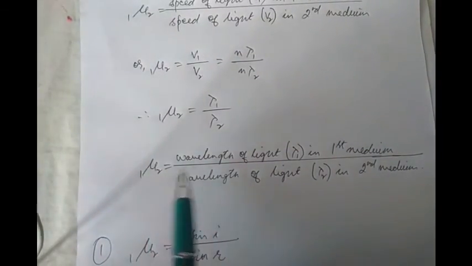Refractive index of the second medium with respect to the first medium is the ratio of the wavelength of light in the first medium to the wavelength of light in the second medium. So I have written the three definitions of refractive index over here. So remember these three definitions of refractive index, that of the second medium with respect to the first.